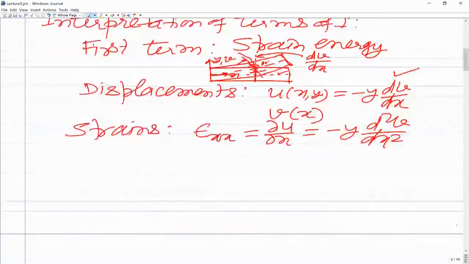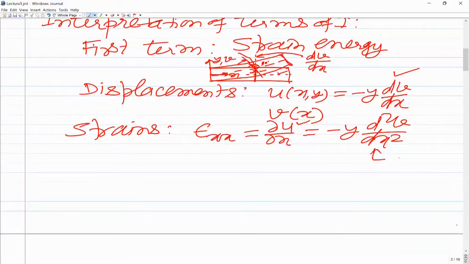Of course, we are assuming that the displacement gradients are small, so we are only taking the linear term and then we are writing this strain as epsilon xx is equal to minus y into d2v by dx square. And actually, this term d2v by dx square is also referred to as curvature. So that is 1 upon radius of curvature. So this is known as curvature. That is d2v by dx square.